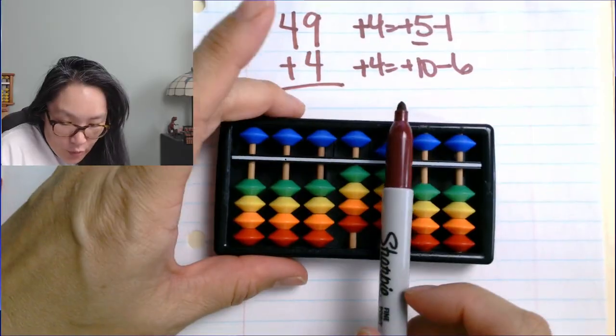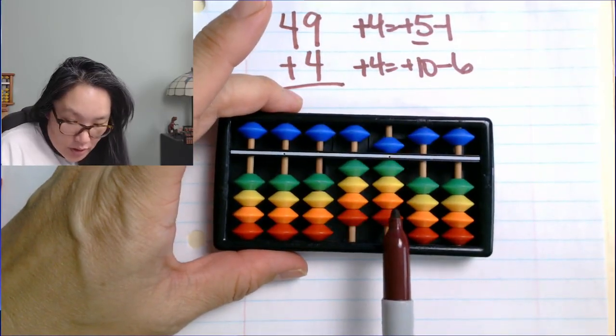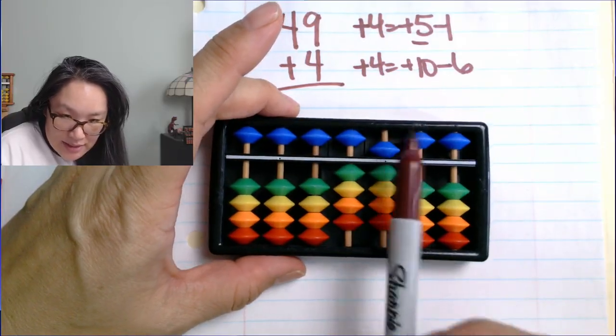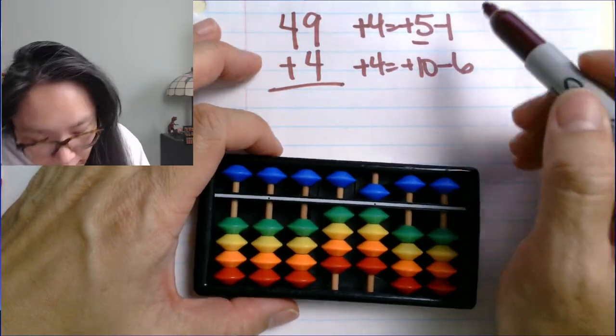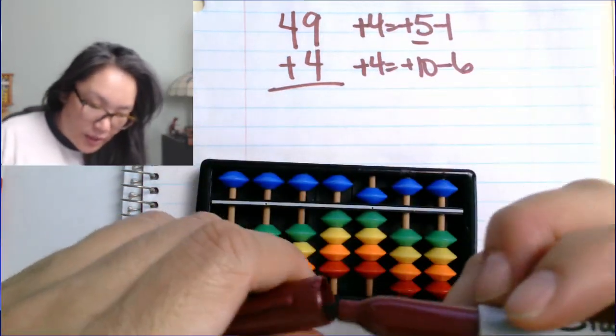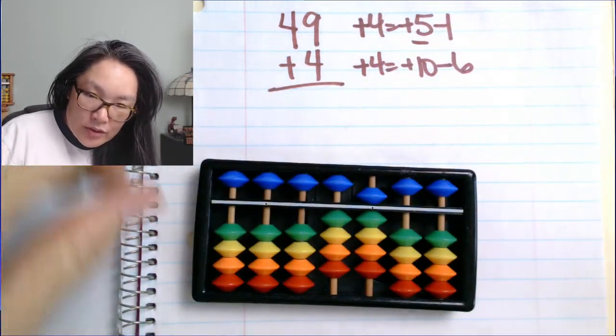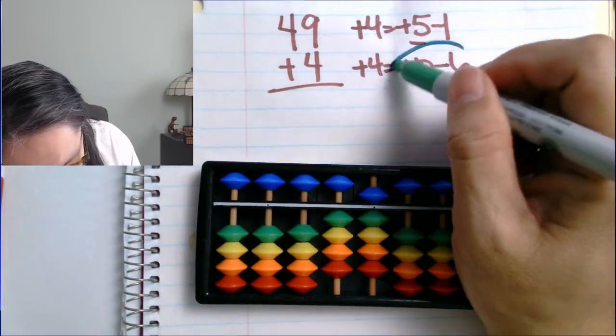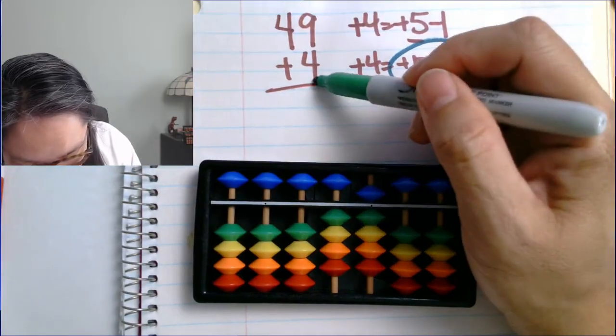I want to add the 4. There's not enough beads to add the 4. So we need to plus the 10, take away the 6. Plus the 10, take away the 6. Okay. Here is the thing. This is what I was trying to do. So, we're going to take this and we're going to explode it. And we're going to substitute into here.